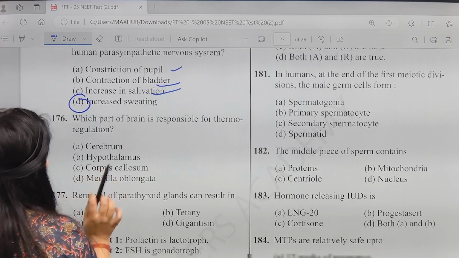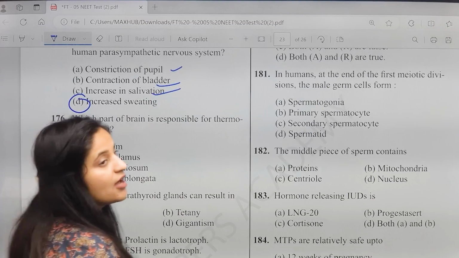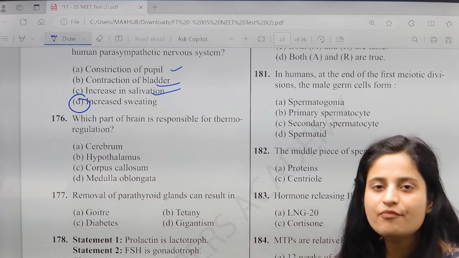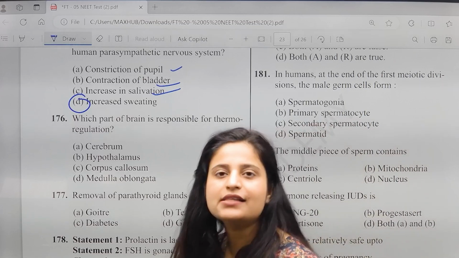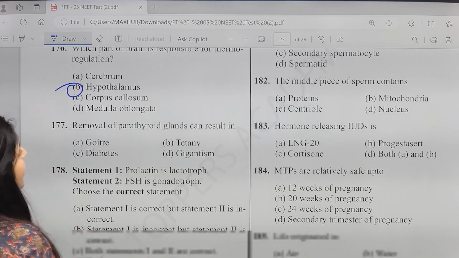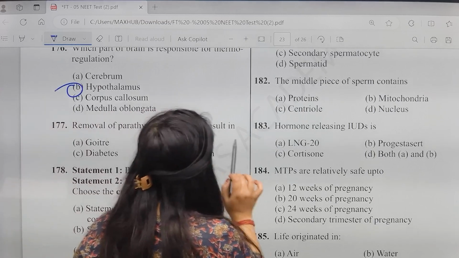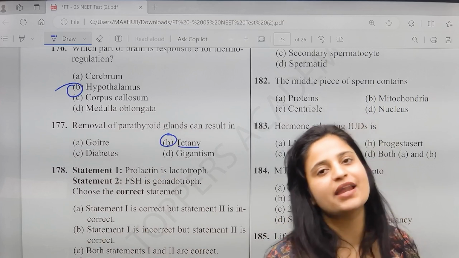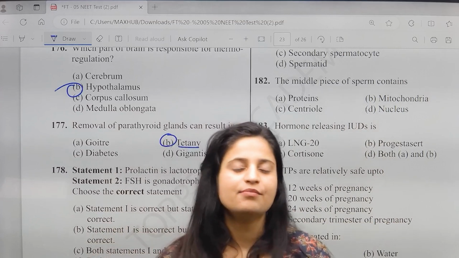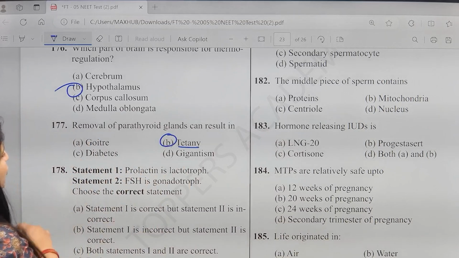Which part of the brain is responsible for thermoregulation? The hypothalamus. The hypothalamus is responsible for maintaining our body temperature. We have a fixed body temperature of 37 degrees Celsius. Why? Because of the hypothalamus. The removal of the parathyroid gland can result in tetany, because the parathyroid gland is responsible for increasing the calcium level in the blood. Okay. If calcium is not present in the blood, there is irregular movement in muscle contraction and relaxation, which leads to tetany.